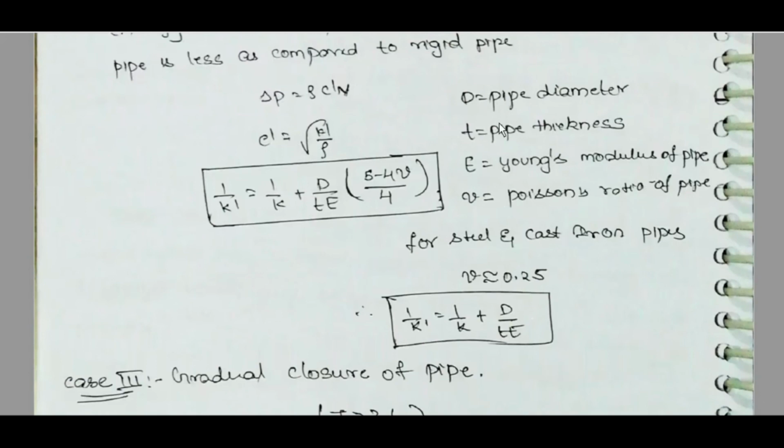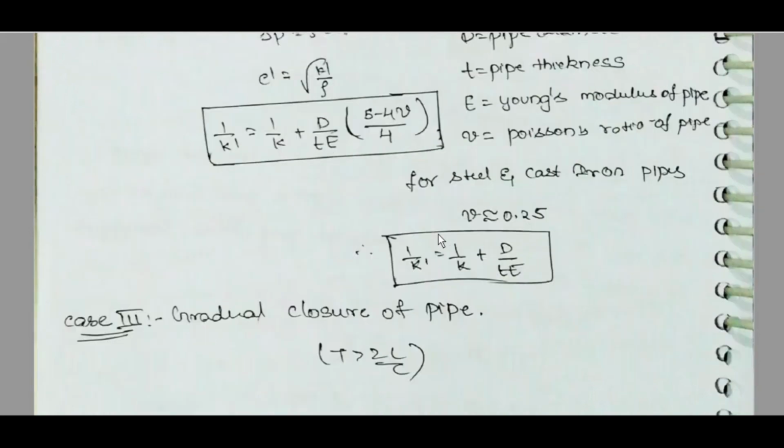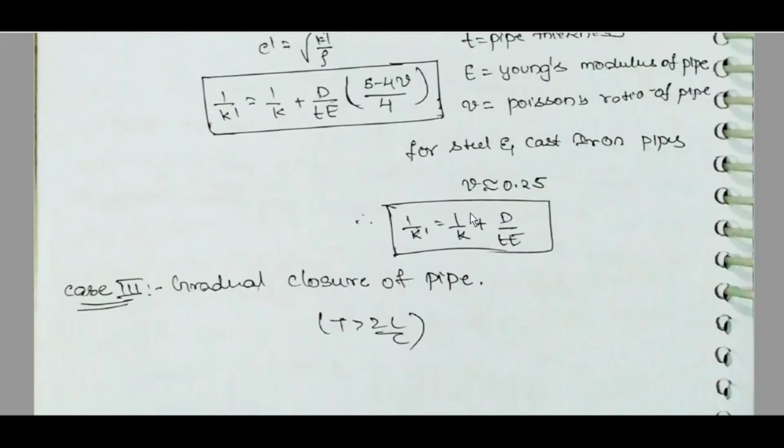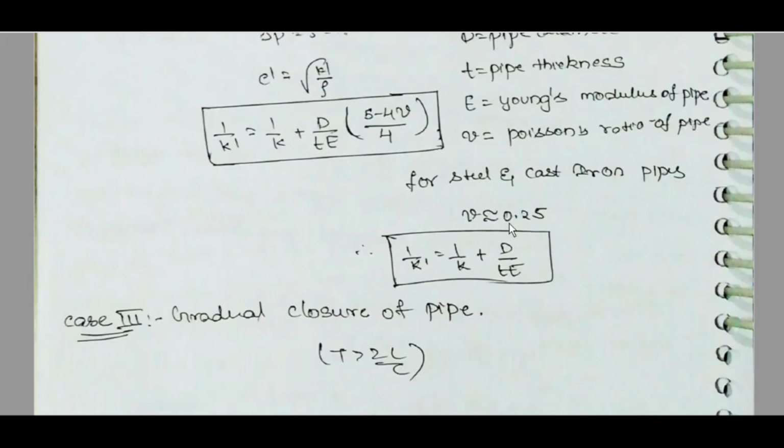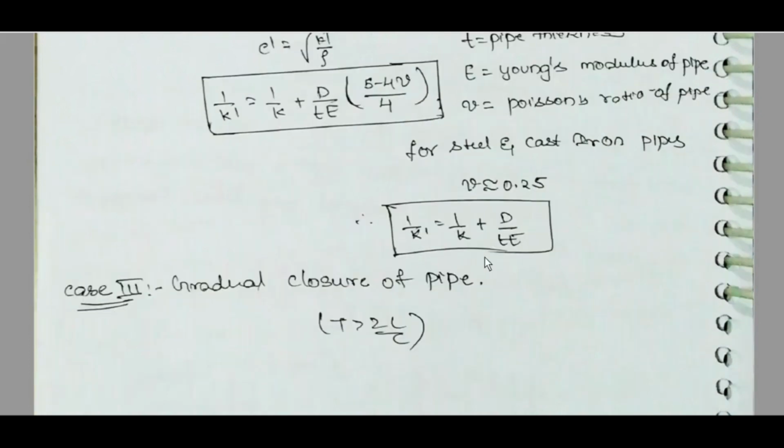D is equal to pipe diameter, t is equal to pipe thickness, E is equal to Young's modulus of pipe, nu is equal to Poisson's ratio of pipe. 1 by K prime is equal to 1 by K plus D by t into (5 minus 4 nu) by 4. For steel and cast iron, nu is equal to 0.25, so 1 by K prime is equal to 1 by K plus D by tE.